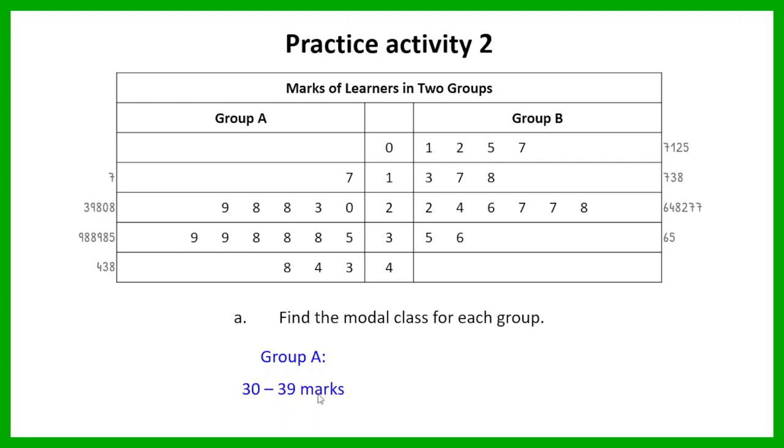Then for group B, if you look over here, the interval that has the highest frequency or the most values is the 20s over here. So for group B, the modal class is 20 to 29 marks. Okay, question B. Find the median for each group.